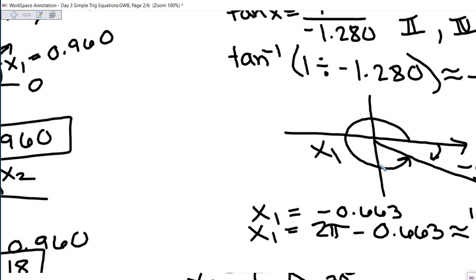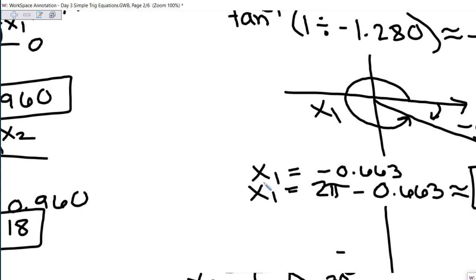quadrant 4. We can't leave the negative 0.663 because is that between 0 and 2 pi? No. But that was the value we got from the calculator. I'm just pointing out that that was not the correct answer because it needs to be a value between 0 and 2 pi. So instead of having the negative rotation, we got the positive rotation. It's the positive rotation that needs to be the answer. And that's just for quadrant 4. Now we have to find what the angle would be in quadrant 2.